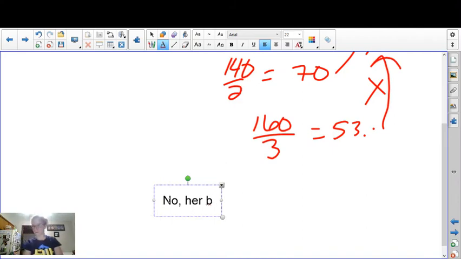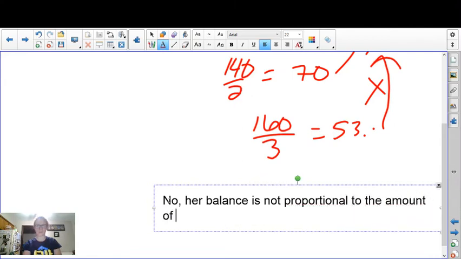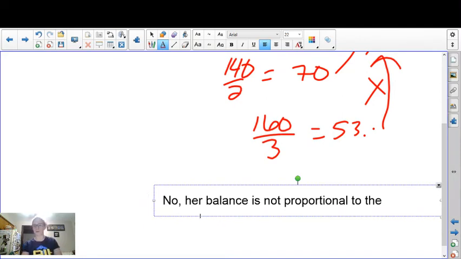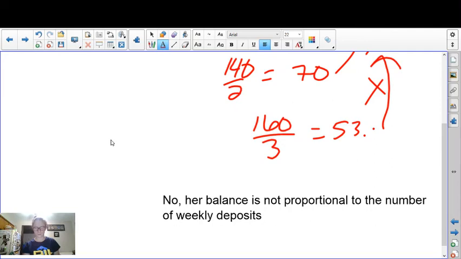Her balance is not proportional to the number of weekly deposits. Or deposits per week. I like weekly deposits. It's shorter.